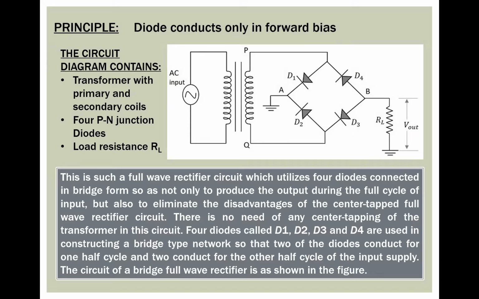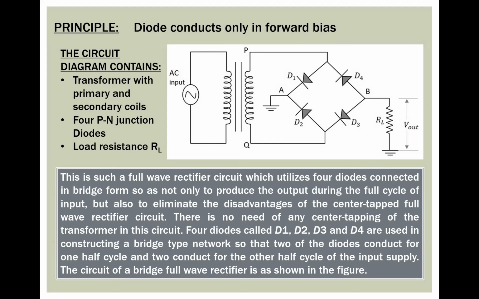So coming to the circuit diagram of the bridge rectifier, we are giving the AC input voltage to the primary winding. The same voltage is induced in the secondary winding. So the output voltage is given to the bridge-formed PN junction diodes.